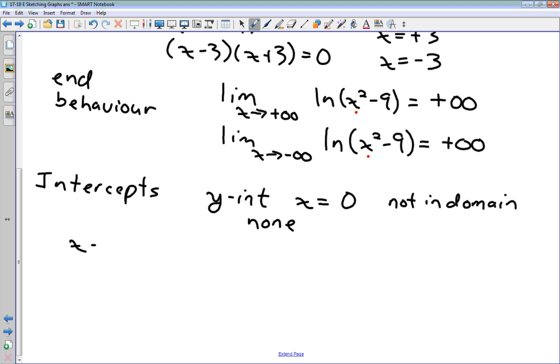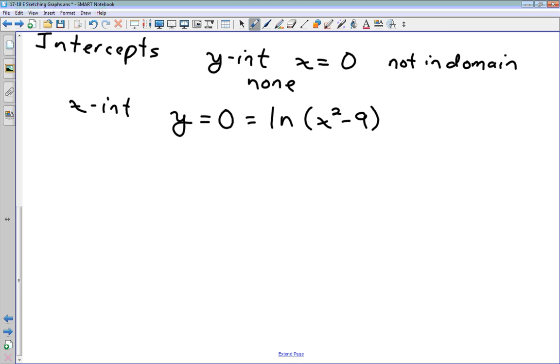Now, what about our x-intercept? Well, for our x-intercepts, let's set y equal to 0. So our function here is x squared ln of x squared minus 9. How do we solve this equation here? Well, we can imagine raising both sides as exponents to the base e, or converting this logarithmic equation into an exponential equation. So if we imagine doing something like this, that e and that ln cancel out, and we're left with e to the 0, which is 1, equals x squared minus 9.